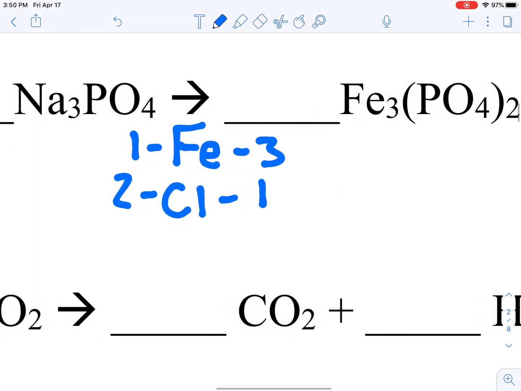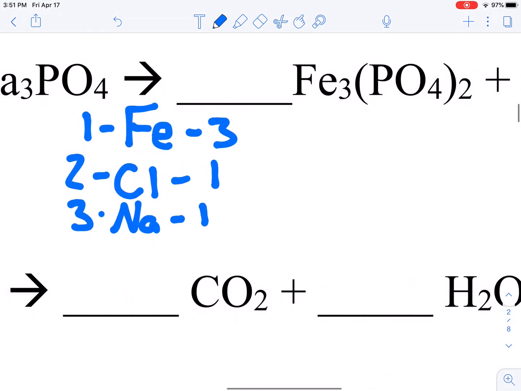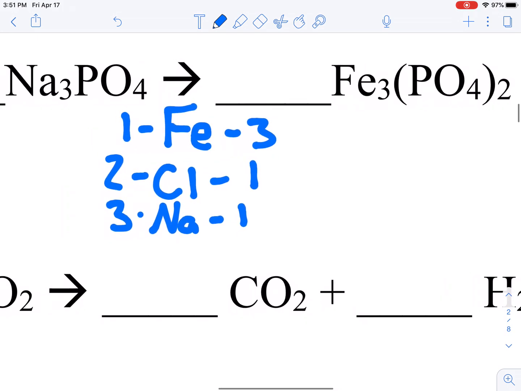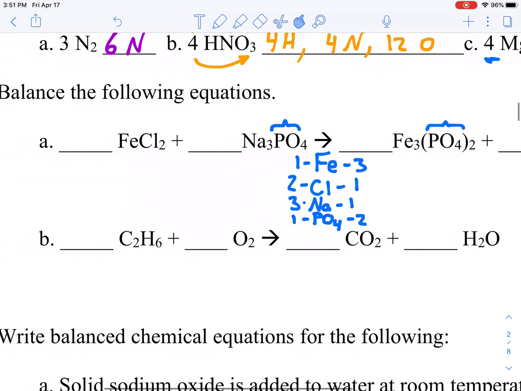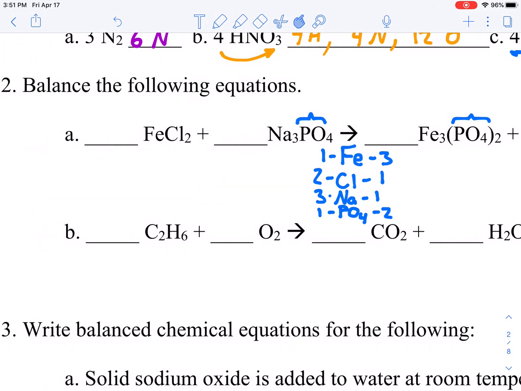There are sodiums. On the left-hand side there are 3 sodiums. On the right-hand side there is 1 sodium. And there's also this PO4 group. Now, we could list out the P and the O separately, but one of your hints is that if a polyatomic ion shows up on both sides of the equation, which it does, here's a PO4, here's a PO4, it's actually much easier to keep the whole PO4 as a group and say, well, there are 2 PO4s on the right, and there's 1 PO4 on the left. And our job is to make the numbers for iron equal, make the numbers for chlorine equal, make the numbers for sodium equal, and make the numbers for the phosphate polyatomic ion equal.